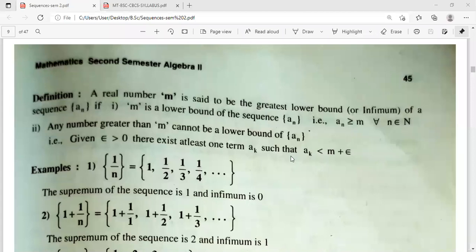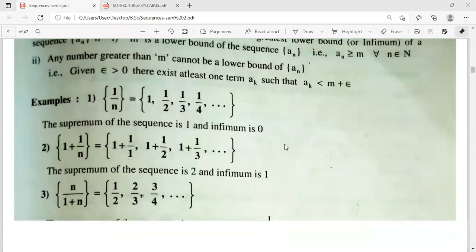That you are writing here is the next condition: ak less than m plus epsilon. That is the way you have to remember. Okay, that is, a number greater than m cannot be a lower bound of the sequence an.